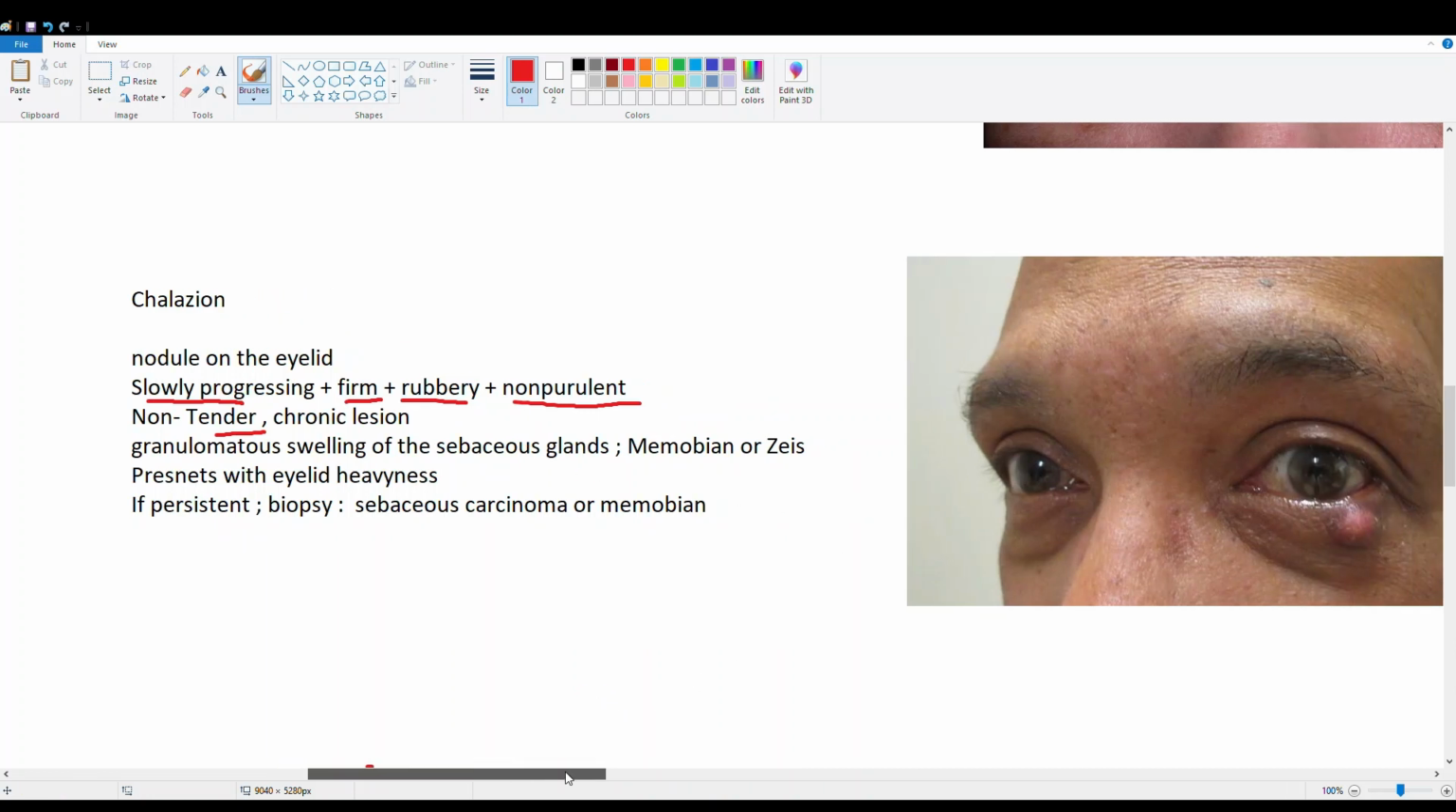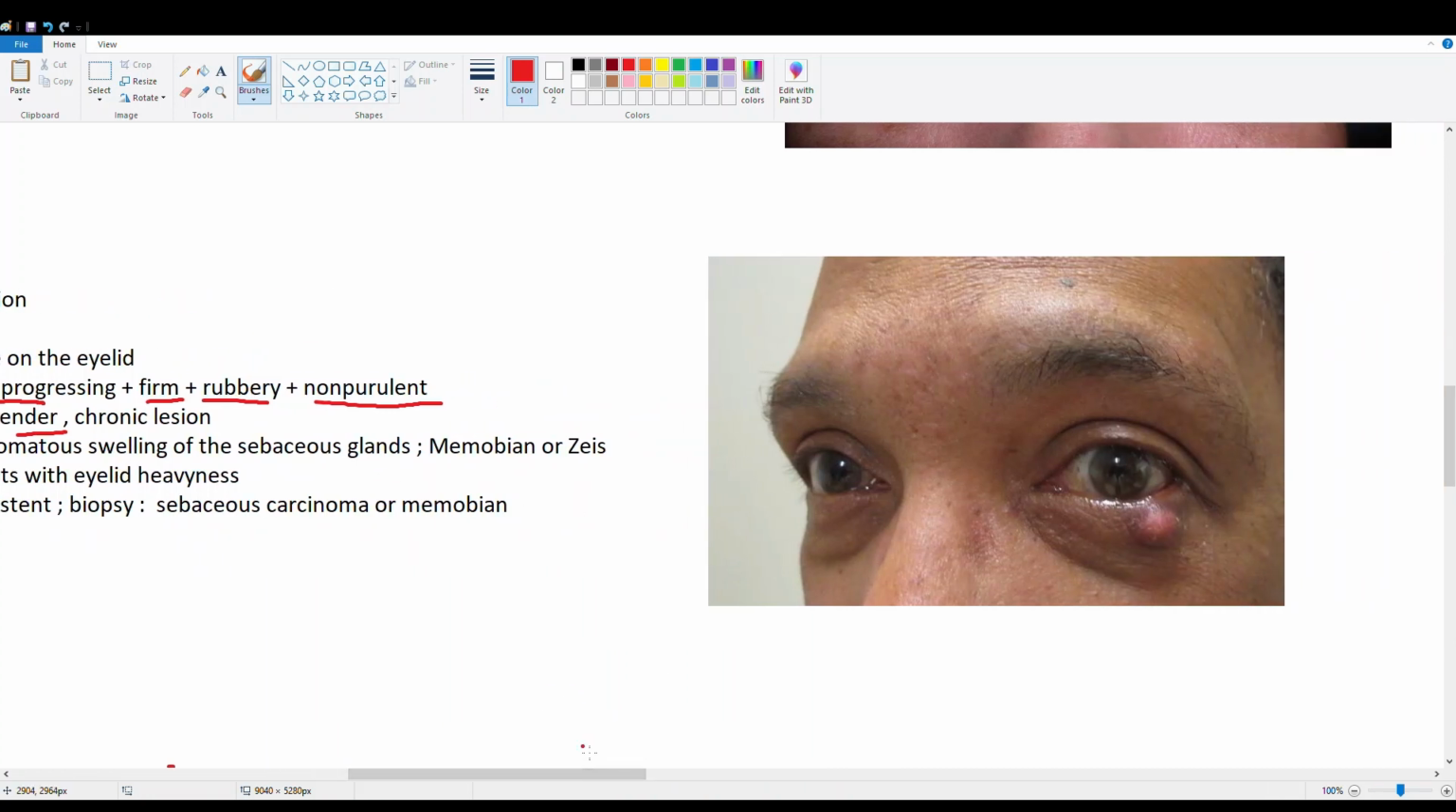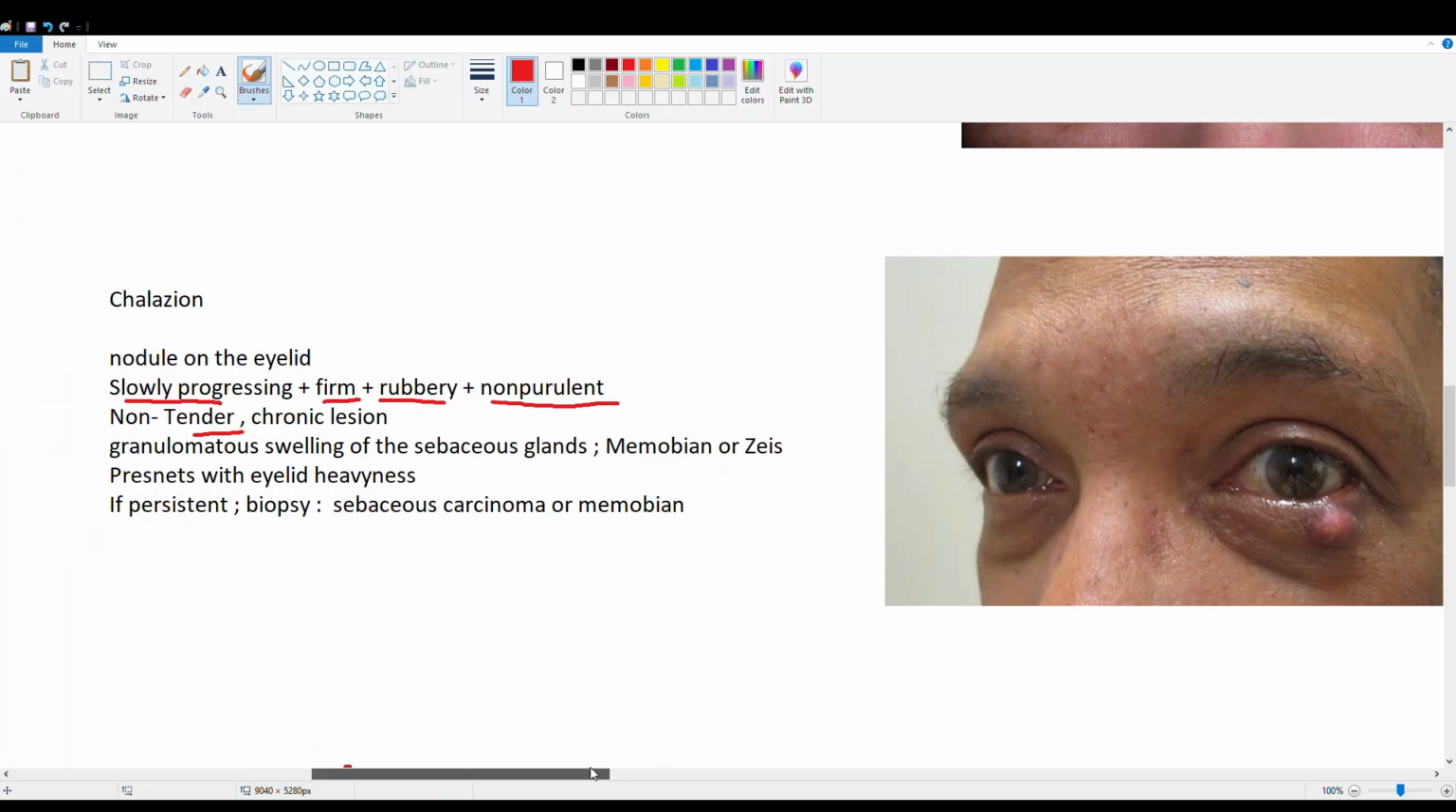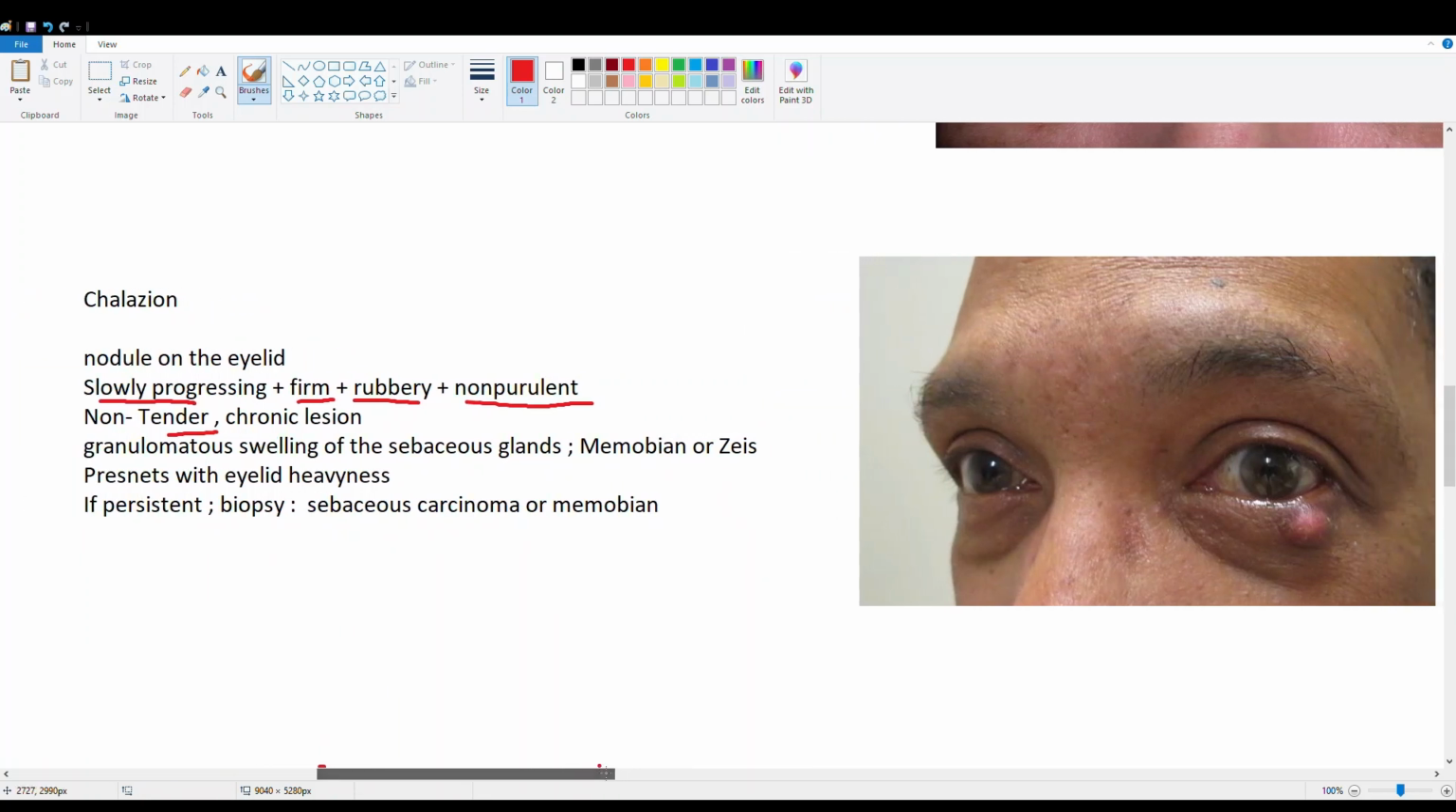So our hordeolum is aggressive, it's purulent, it drains, it's painful. This one is slow growing, so it's not acute, it's more of a chronic thing. It's painless, it's rubbery. The patient sometimes just comes in because they start feeling heaviness in the eyelid, all right? So it's going to weigh down that eyelid. It's a granulomatous swelling of the sebaceous glands. So that can either be our meibomian or our Zeis glands, like we talked about. These both are sebaceous. And it presents with eyelid heaviness.